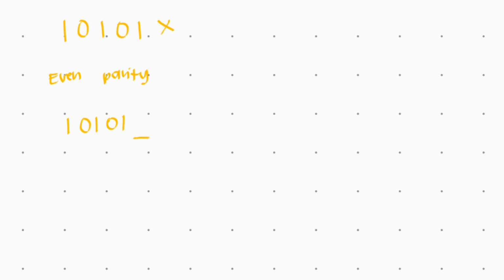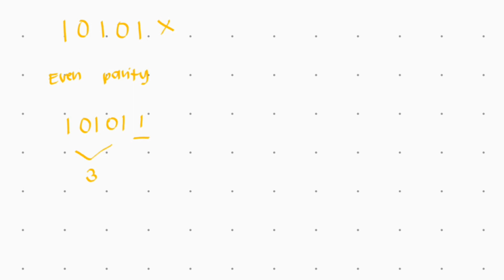What would be the next number to make it even parity? Again, count the number of ones. In this case, there are 3 ones in the given example. And then to make it even, we will add another 1 at the end. Now, notice that the number of ones is now 4. And it is already an even parity.